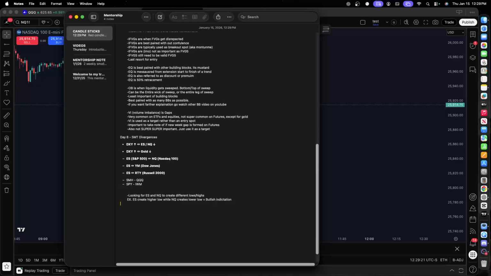Okay. And a bearish example would be ES creates higher highs while NQ creates lower highs. Bearish indication. Okay. I think I spelled indication right. But notice how bearish we talk about the highs, bullish we talk about the lows. That's really the key takeaway so far. Okay, if you're messing with the bottom, you're looking up. If you're messing with the top, you're looking down.